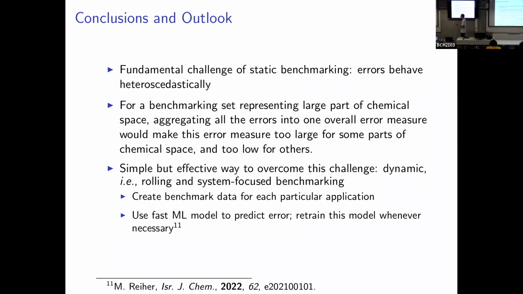And a straightforward way to overcome that is to adopt a system-focused and rolling benchmark, where you quantify the error on a small set of molecules, and train a machine learning model to propagate this error to all the other molecules that you're interested in. And as soon as that machine learning model lets you down, you in a rolling fashion create new benchmark sets to retrain the model and then continue from there.